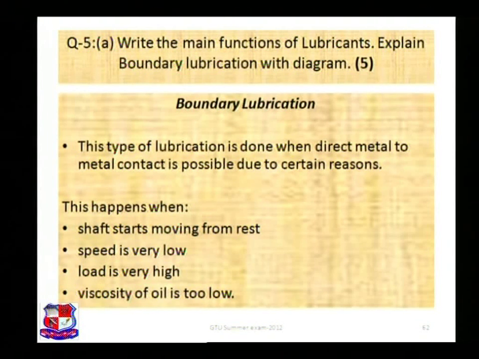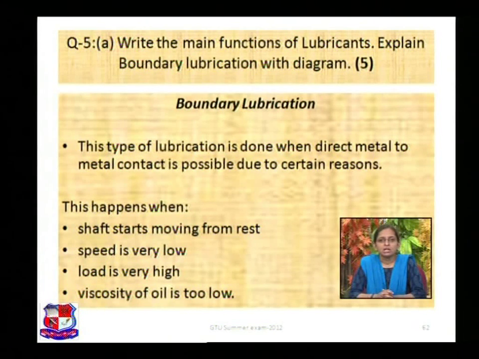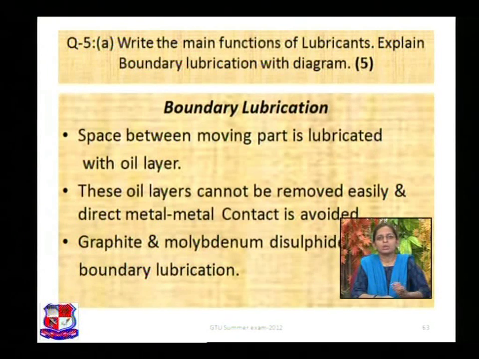Boundary lubrication is done when direct metal to metal contact is possible due to certain reasons. So this one has to be remembered. This happens when the shaft starts moving from rest, speed is very low and load is very high. Viscosity of oil is too low. At that time boundary lubrication is used. These conditions are very important to mention. When is boundary lubrication used? These are the conditions. Let us move ahead.